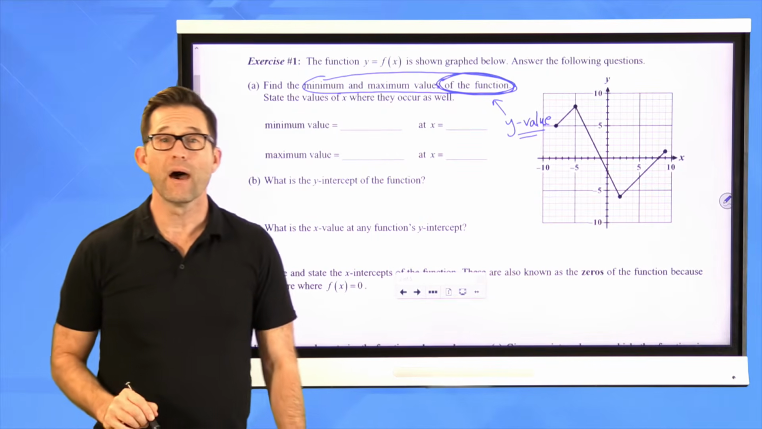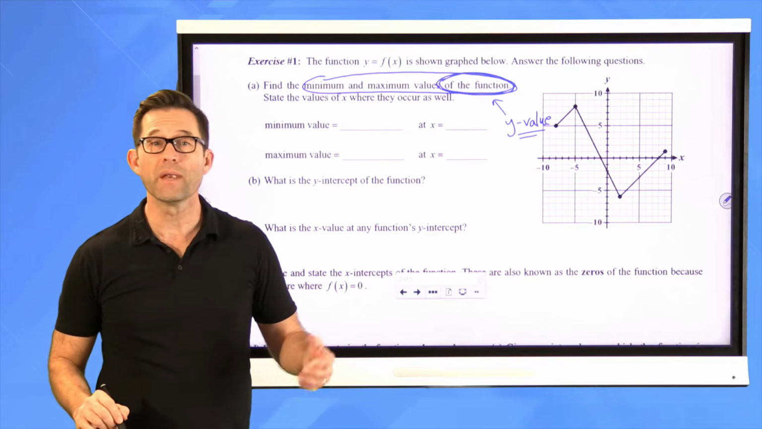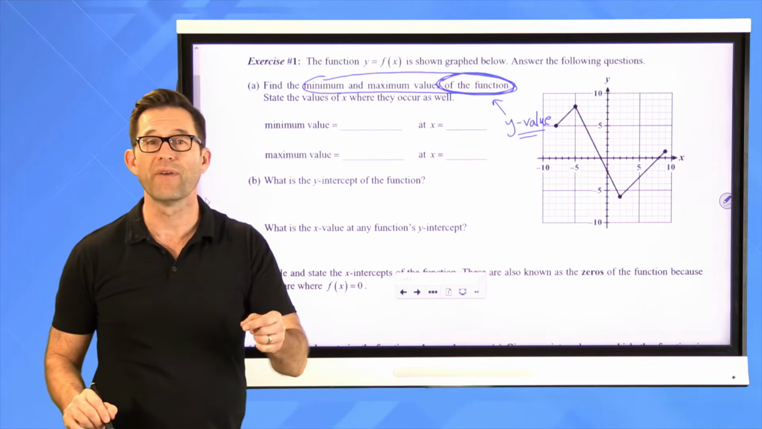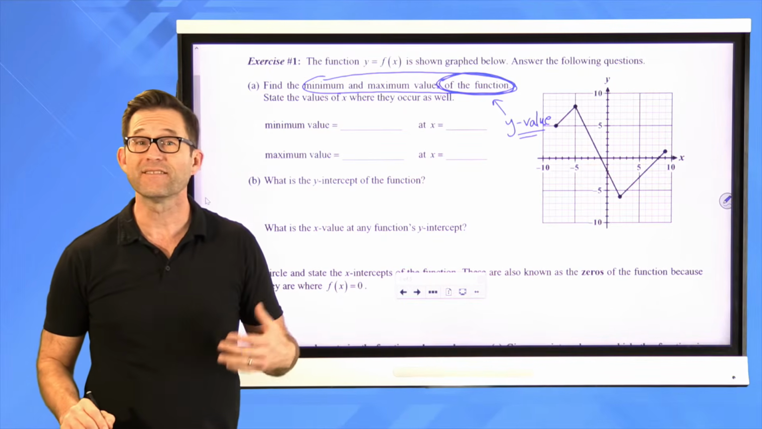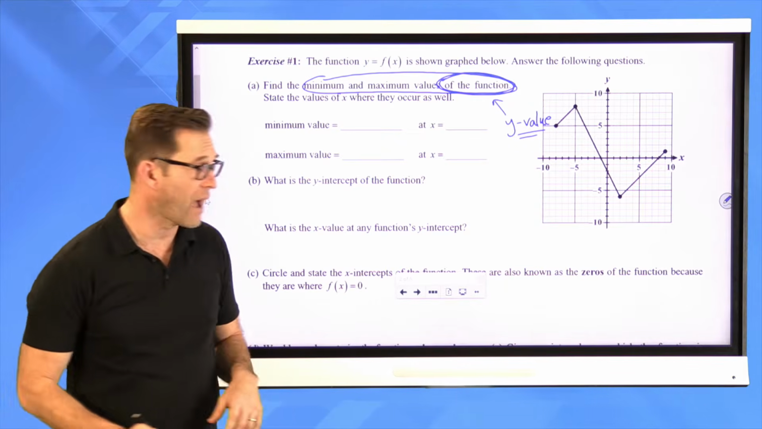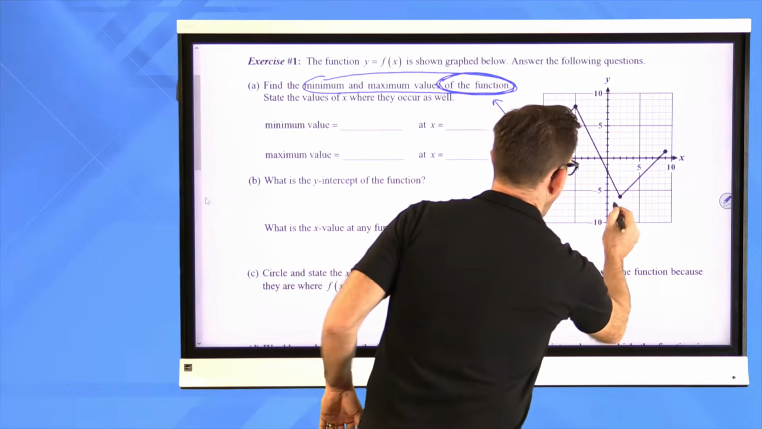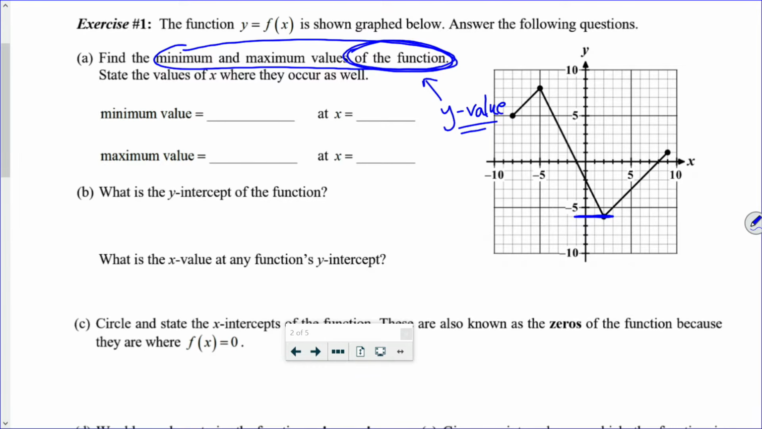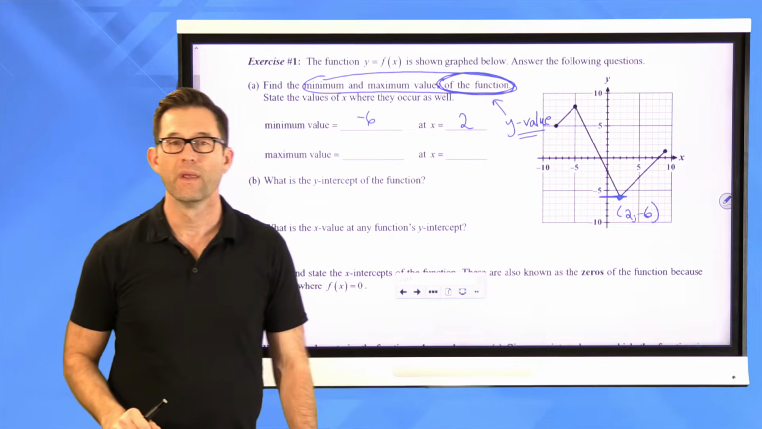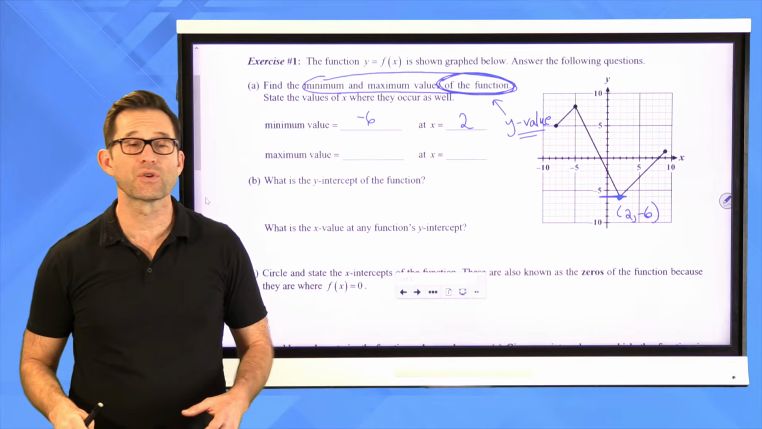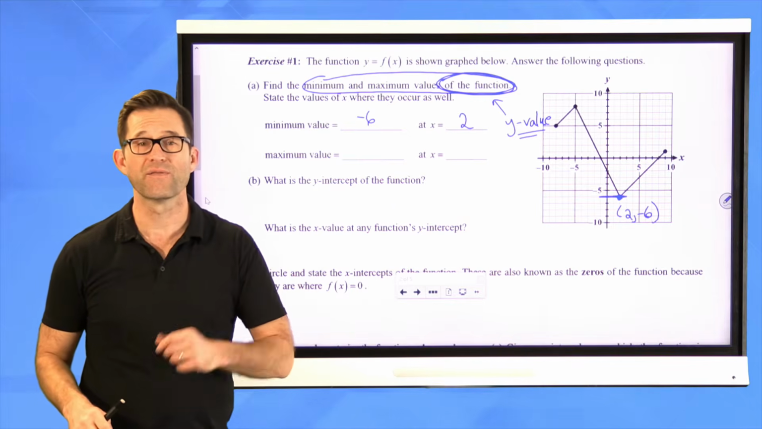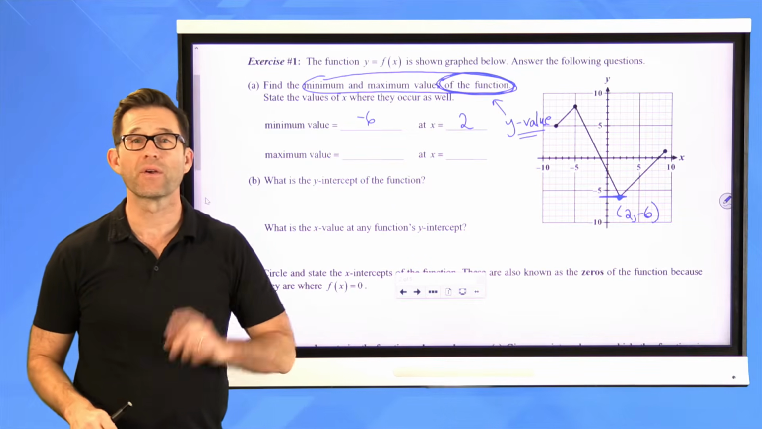Now, it's pretty simple. The minimum is simply the lowest y value on the graph. And I can see that very clearly on any graph. I can just look here and say, well, that's the lowest y value. It occurs right here, at the point (2, -6). So the minimum value is -6 and it occurs at x equals 2. Now that minimum value of -6 could have occurred at multiple x values, but at least on our graph it only occurred at that one.